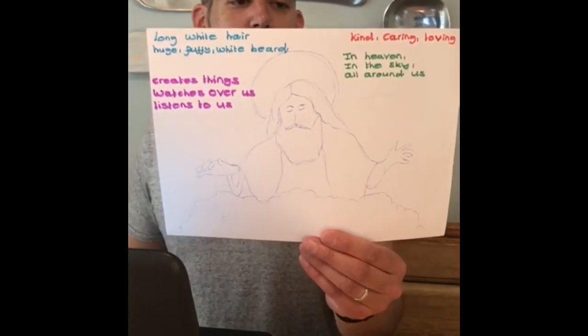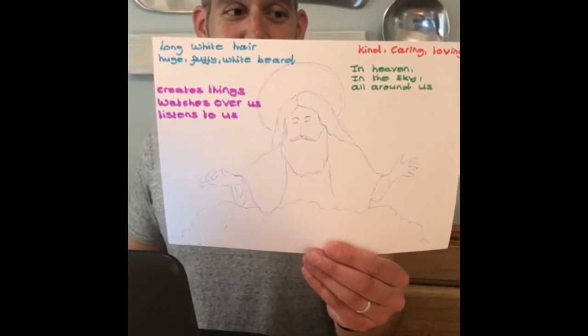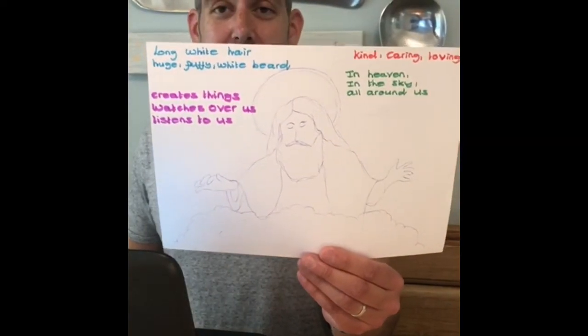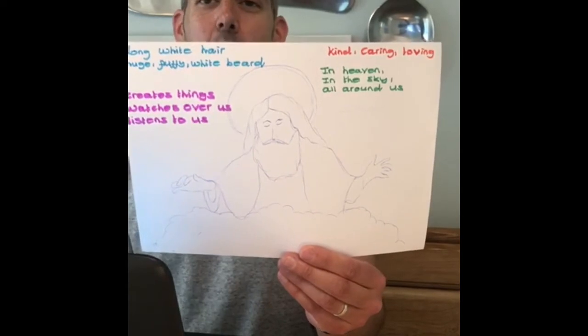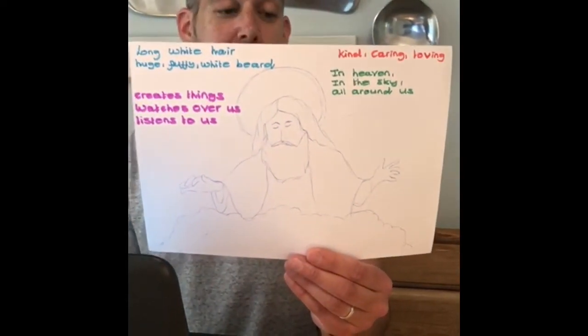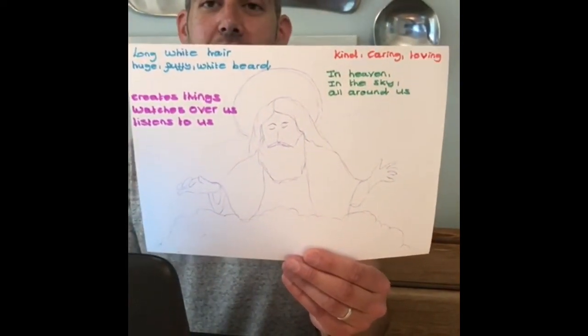So I've written down in blue what I think he looks like. I've written down in red what I think his behaviour is. I've written down in green where I think God is. And I've written in purple what I think God does.